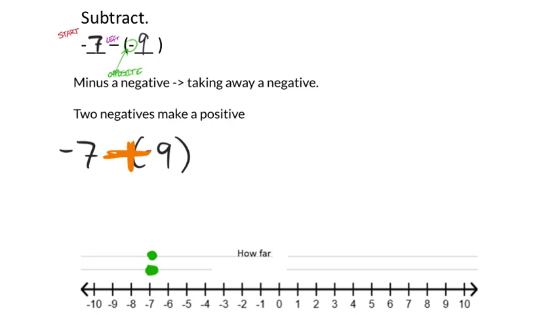So let's go to the right 9 spots. From -7, 1, 2, 3, 4, 5, 6, 7, 8, 9. So that's where we end on this one, meaning I would take this dot right here and move it over to 2. And, well, that's where we should end that.